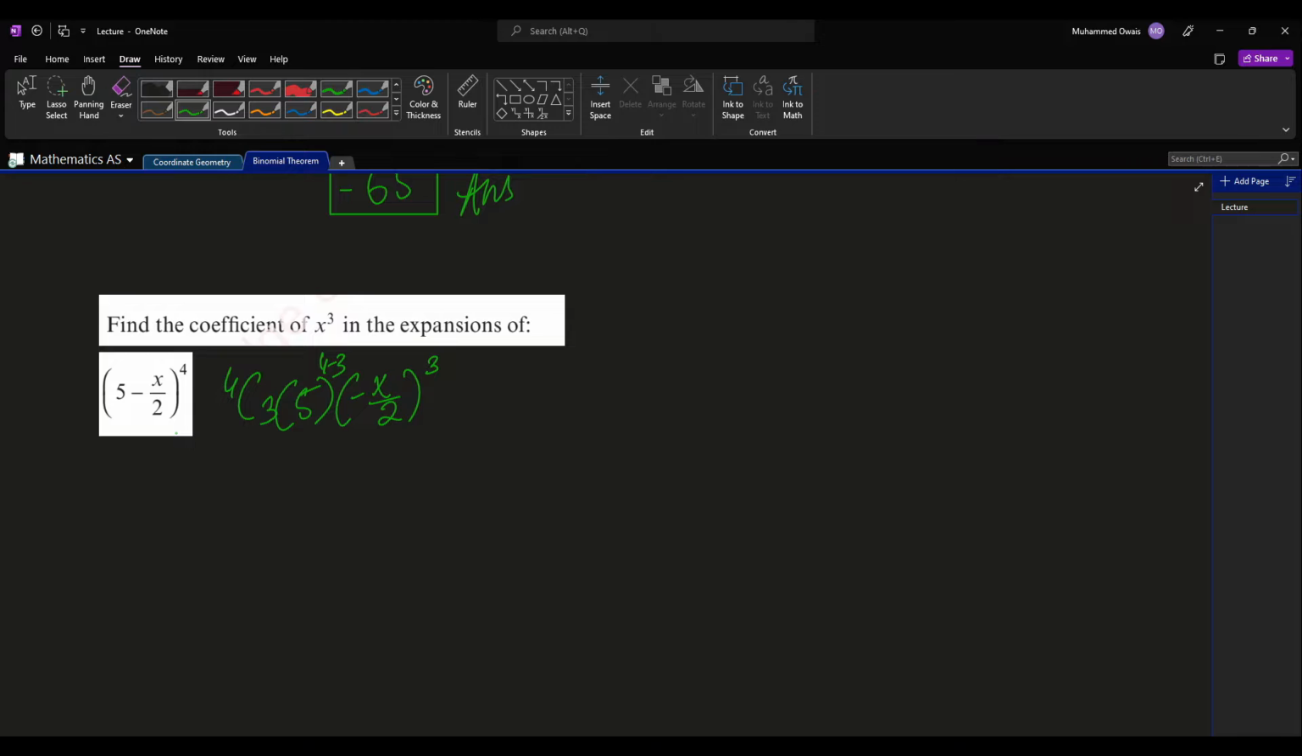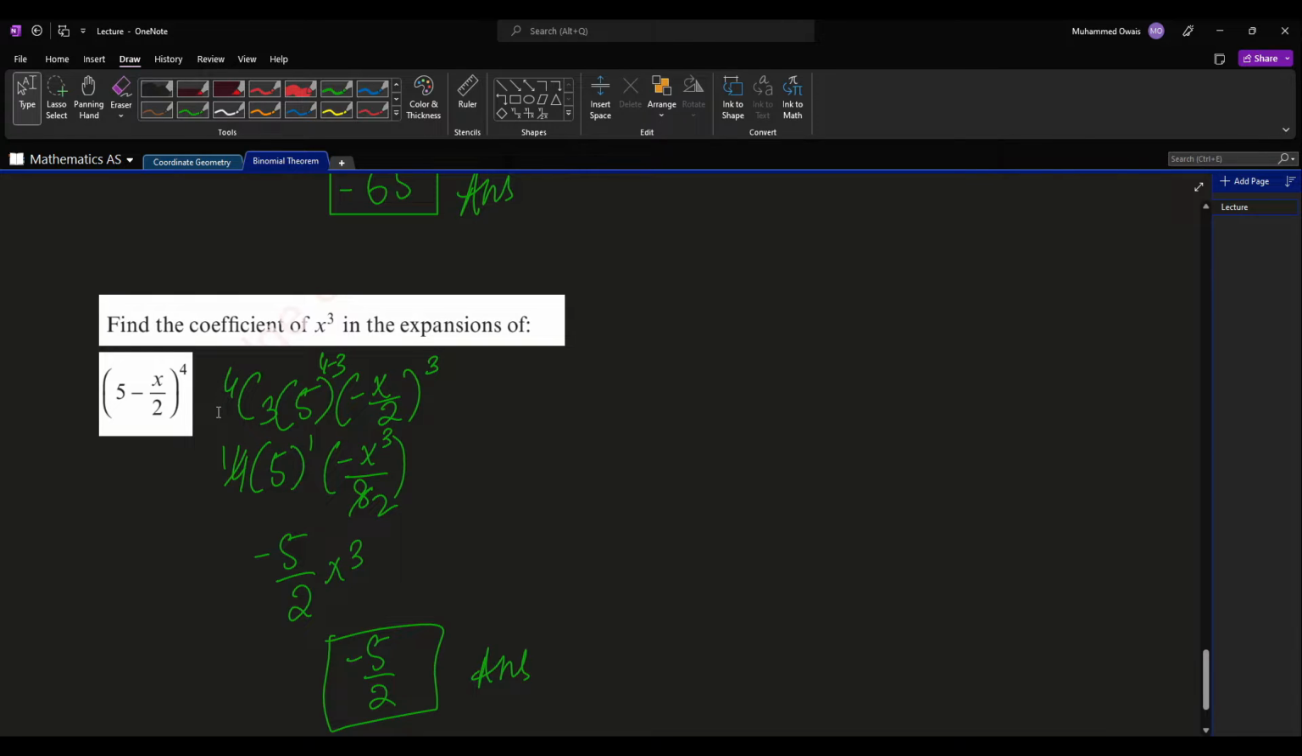So then 4C3 gives us 4, and this gives us 5 to the power 1, and this gives us minus x cubed over 8. Now I can just multiply this: 4 1s are 4, 4 2s are 8, so this becomes minus 5 over 2 x cubed. Therefore the coefficient of x cubed is 5 over 2. Right, pretty simple here as well.